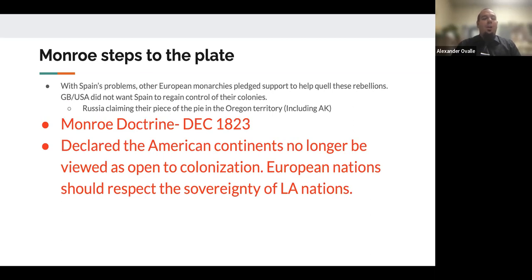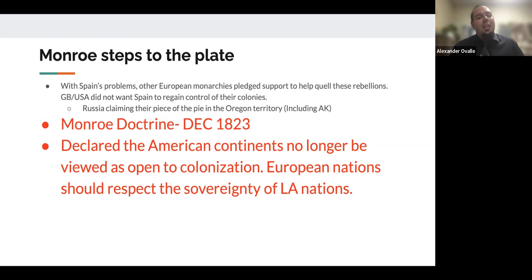Then Monroe decides to step up to the plate. This is on your test. Big time. Monroe Doctrine. So with Spain's problems, other European monarchies pledged to support Spain to help quell these rebellions. Because if Spain's colonies are having rebellions, guess what other colonies are going to have rebellions worldwide? They don't want that to happen. And Great Britain and the United States did not want Spain to regain control of their colonies. So it's like, bad business for them is good business for us, you know?